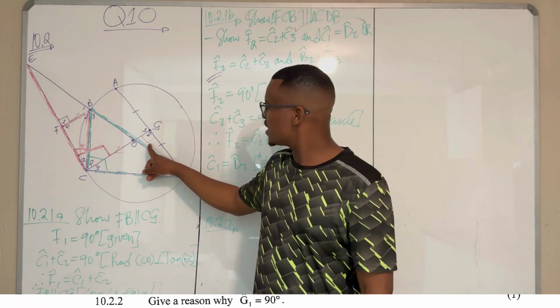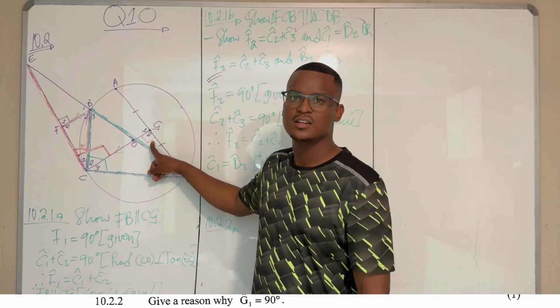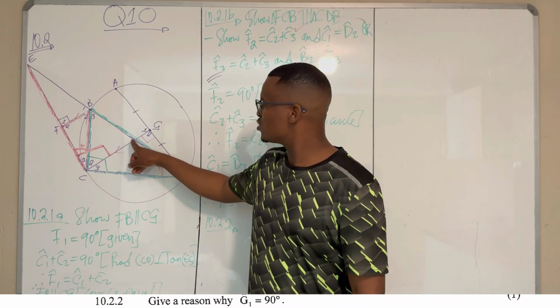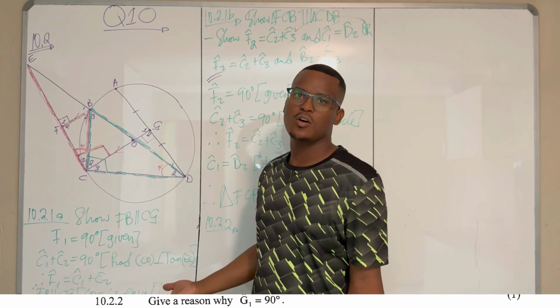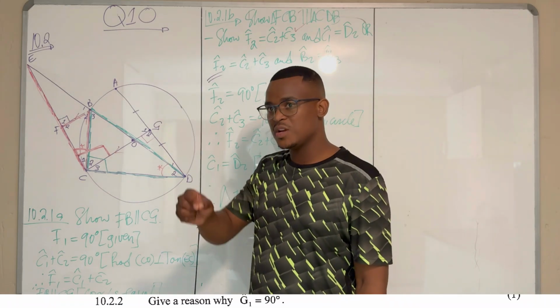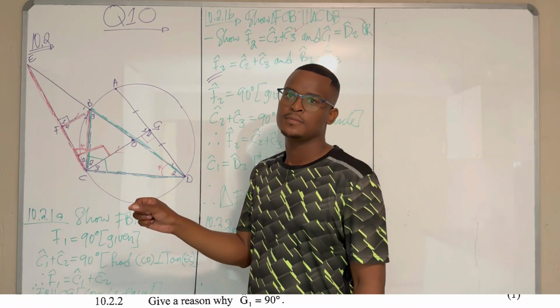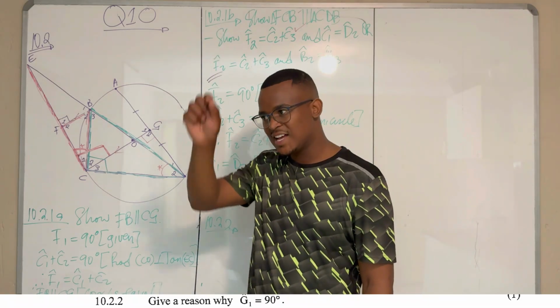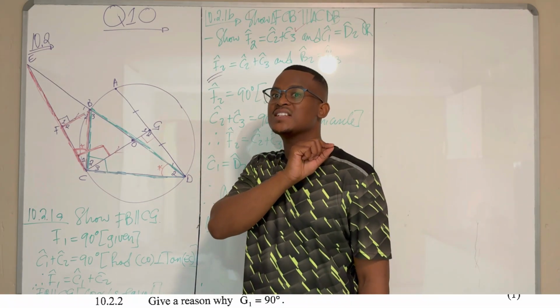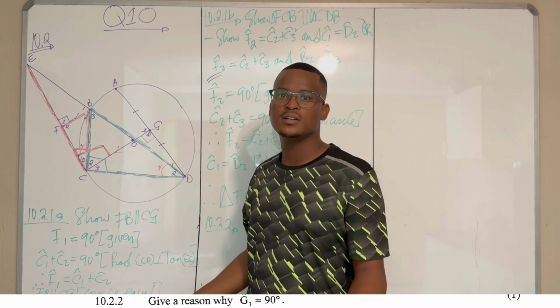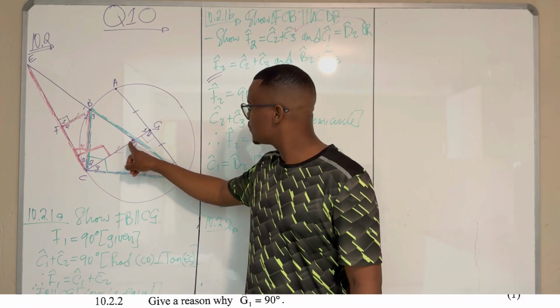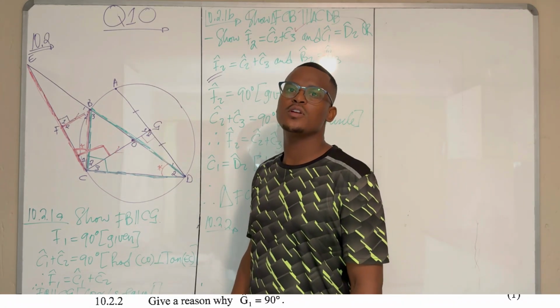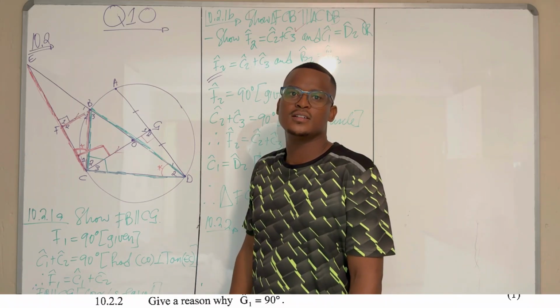When I started doing this question, I gave a reason why this is 90 degrees. If you have a line from the center to the midpoint of a chord, that line will be perpendicular to the chord. So a chord bisector from the center is perpendicular to a chord. That's why this is 90 degrees. Because we have a line from the center to the midpoint of a chord, it should be perpendicular to the chord.